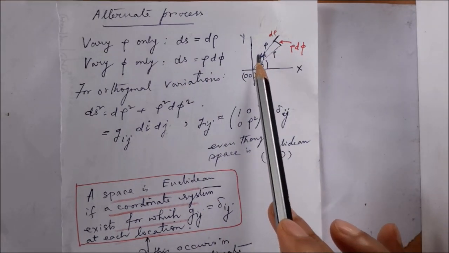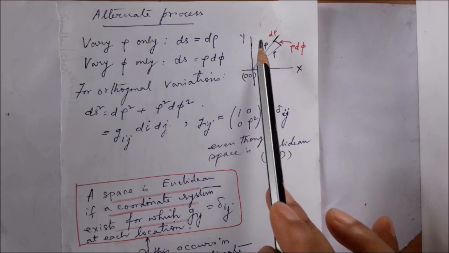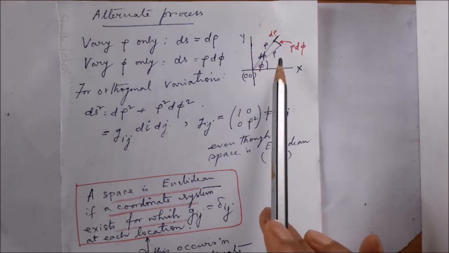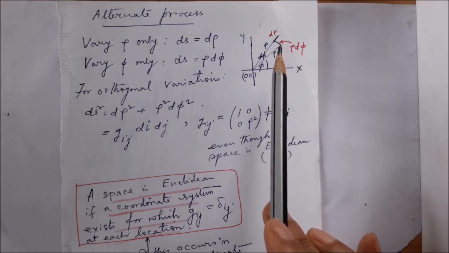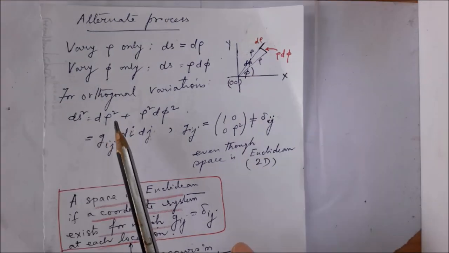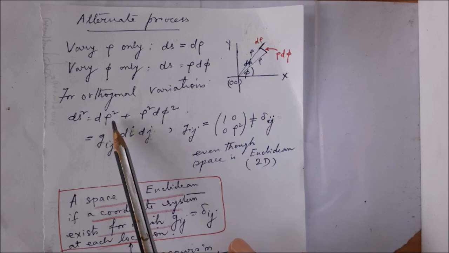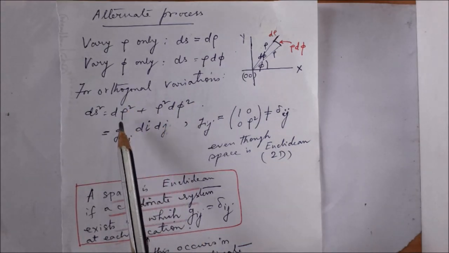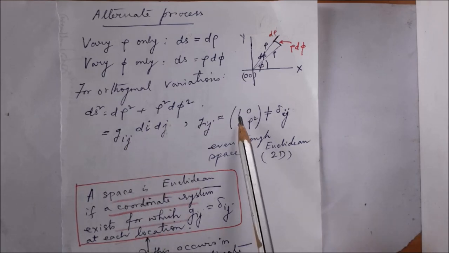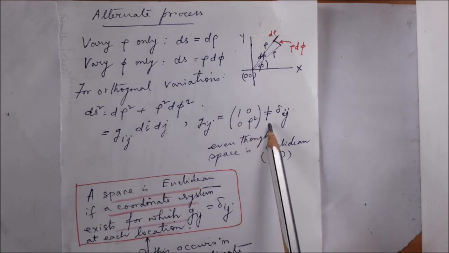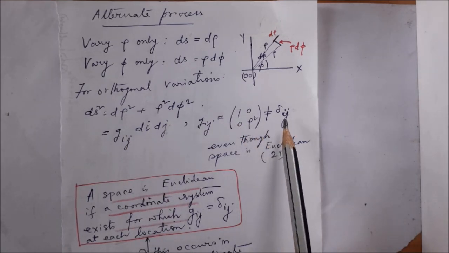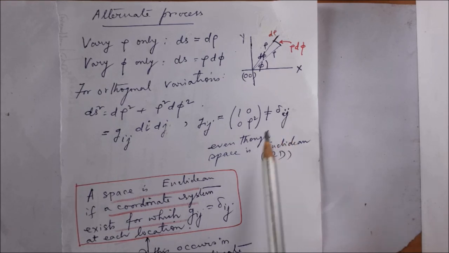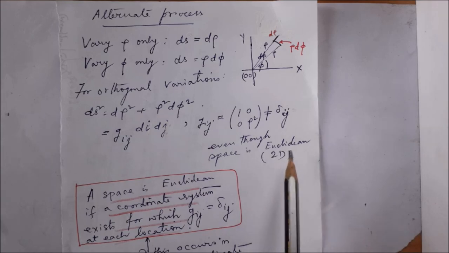Now since the unit vectors along rho and phi, that is rho cap and phi cap, are orthogonal, the variations are orthogonal too, and so we can add them up using Pythagoras theorem. So for orthogonal variations we have this relation, which actually gives us the metric (1, 0; 0, rho squared), which is not equal to the Kronecker delta, meaning that it is a non-Euclidean metric though the space is Euclidean.